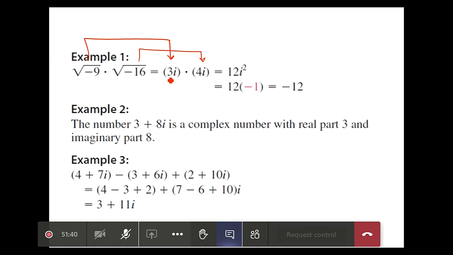Okay, now we can multiply 3 multiply 4, 12, and i multiply i, which is i square. But what's the value of i square? i square equals negative 1. Yes. 12 multiply negative 1, so we have negative 12, the final answer. Okay.